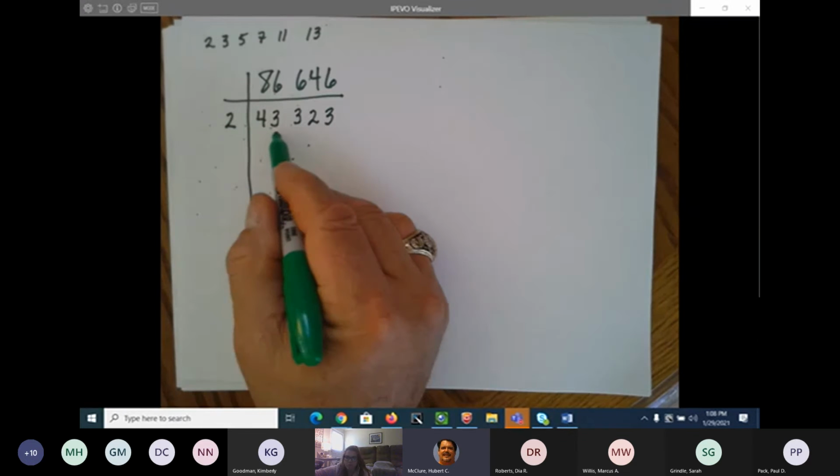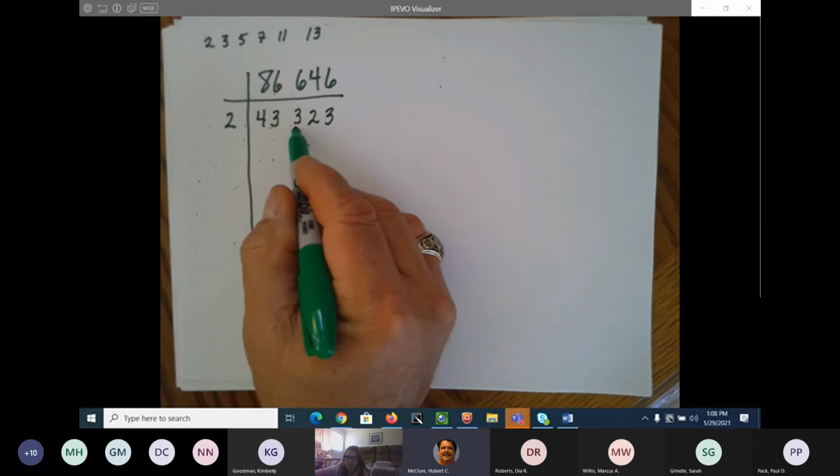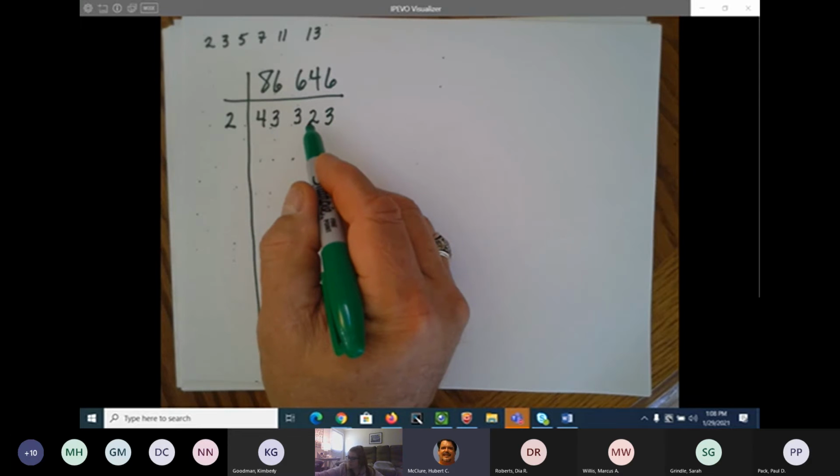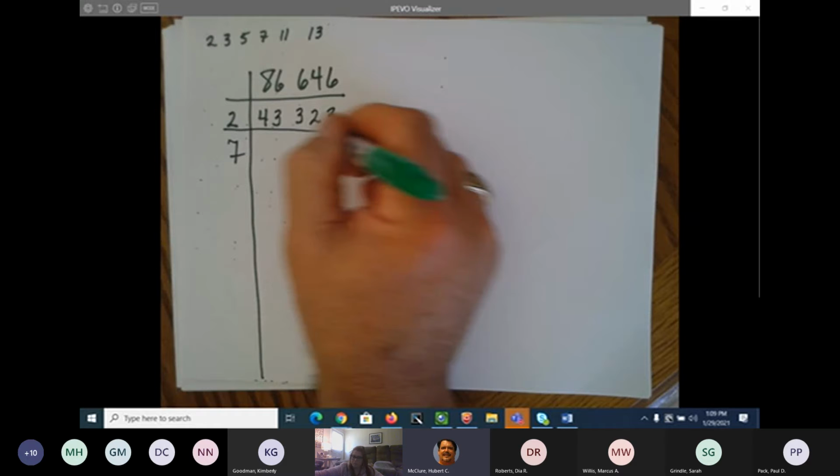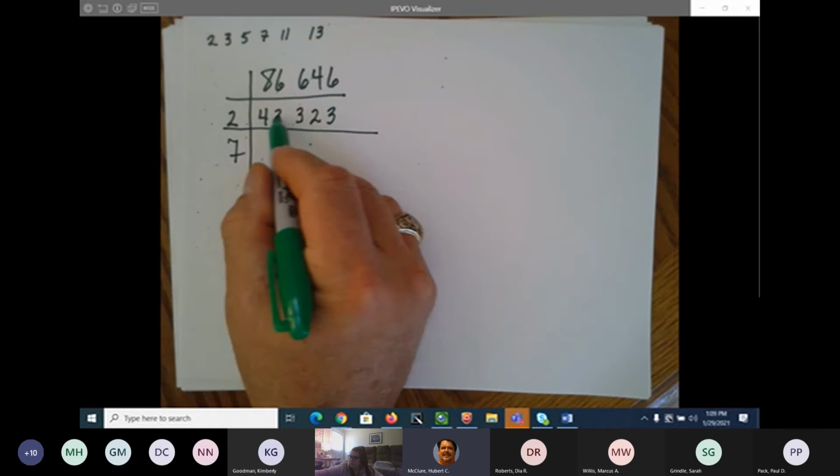That'll leave a 1. 7 will go in there. No, that's going to leave what? 6. 62. 7 will go into 62 8 times. That'll leave 56. 63. Okay, it is divisible by 7. 7 will go into 43 6 times. I think the calculator disagrees with you there, Mr. Hubert. Oh, I must have messed up.